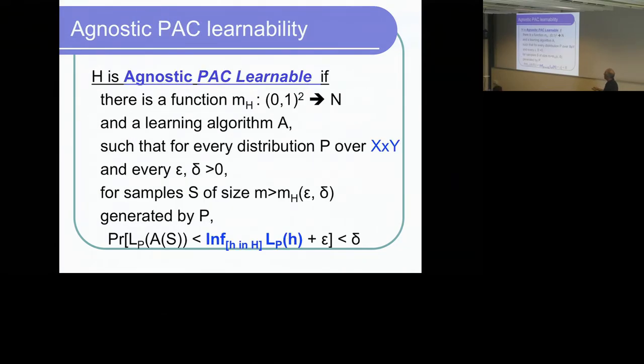Okay. Now I replace it by the probability that I make an error not big, this should be reversed. Probability that I make an error bigger than not just epsilon, but the infimum of all h in H of the error of h.